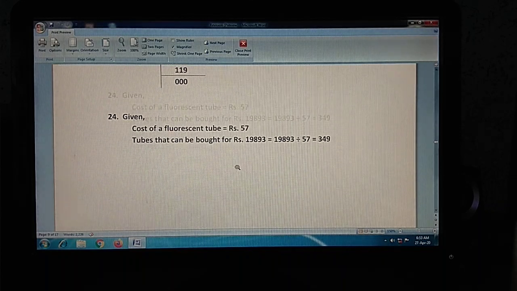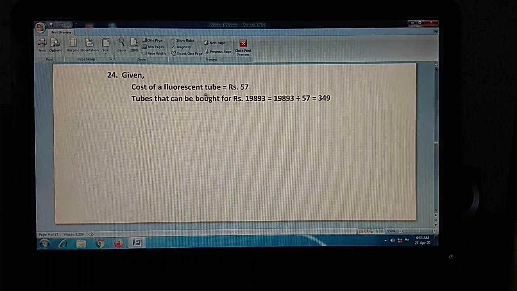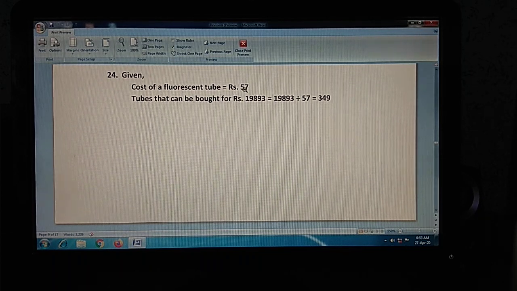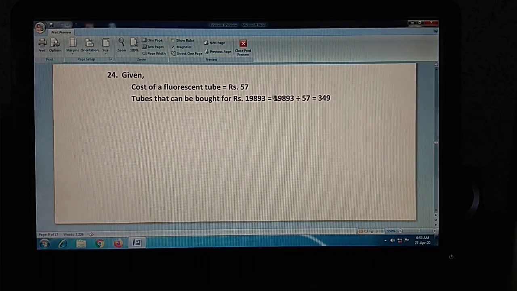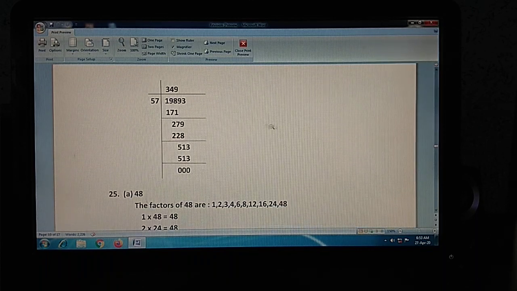Now moving on to question number 24. The cost of a fluorescent tube is 57. So how many tubes can be bought if we are given this much rupees? The only thing we have to do is divide this amount by 57. Then we will get the number of tubes that we can buy with this amount of rupees. So this is simple division that I have done.